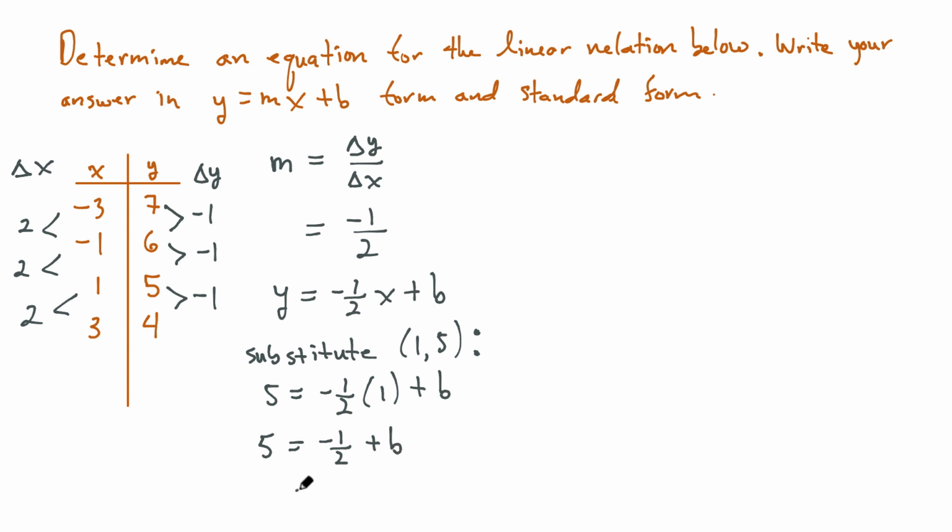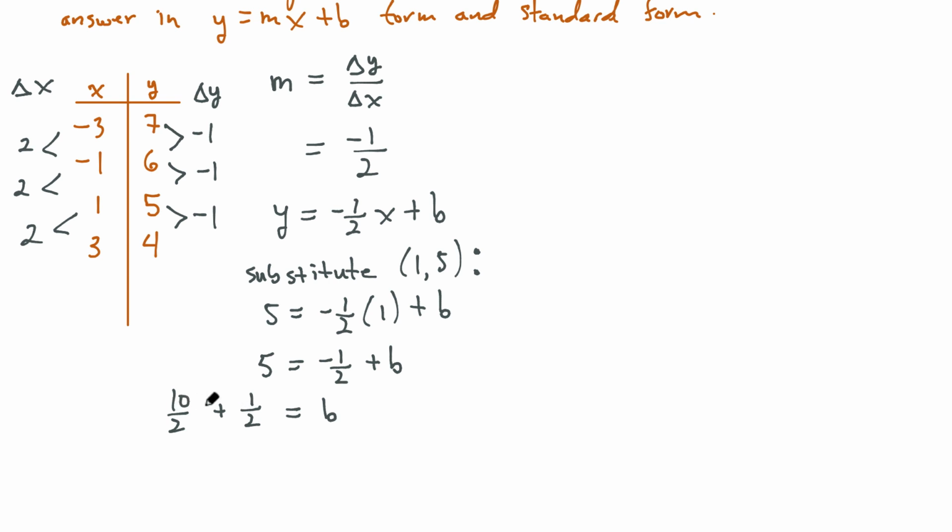1/2 can be added to both sides of the equation to isolate for b, and we have that b is equal to 5 plus 1/2. Now, in order to add 5 and 1/2, we need to find a common denominator. We can rewrite 5 as just 10 over 2. So b is equal to 10 over 2 plus 1 over 2, which would be 11 over 2.